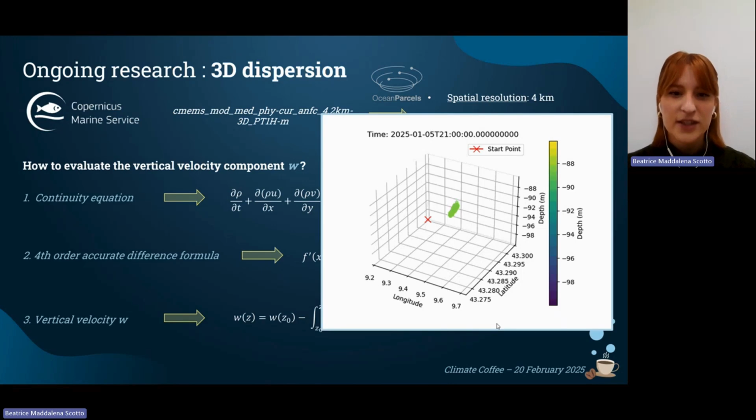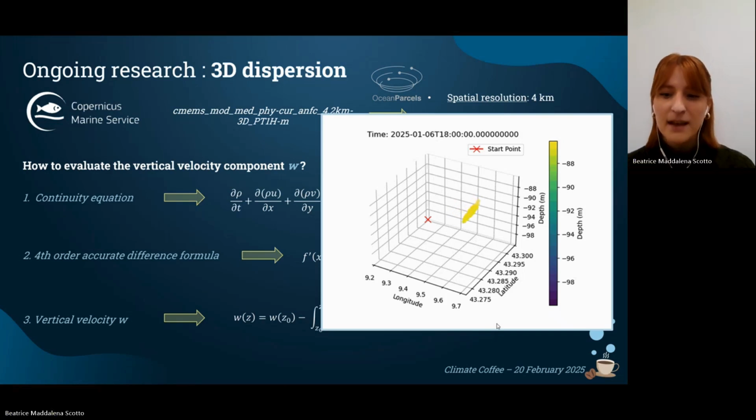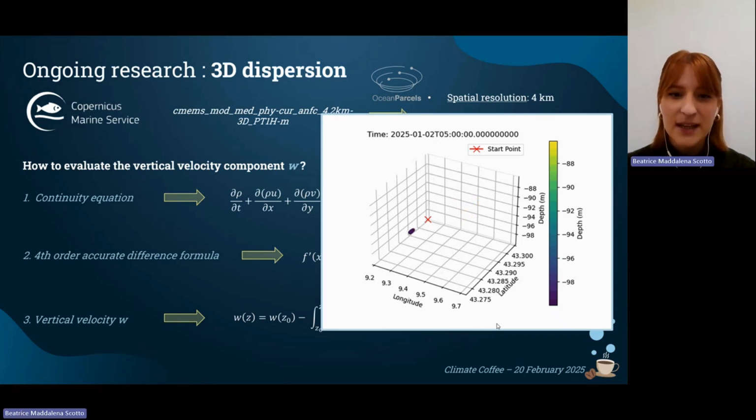Here is the graph that shows you the preliminary output that we have obtained. Here, the particles are just moving with the currents. There's no other effect. You have the red cross that shows you the start point, and then the particles that are floating around with the currents.